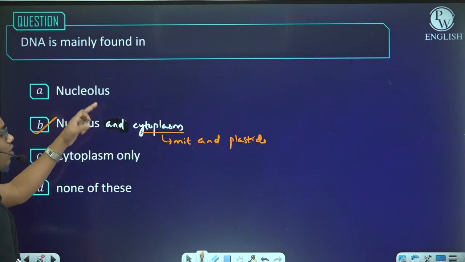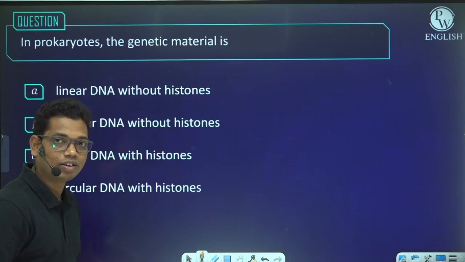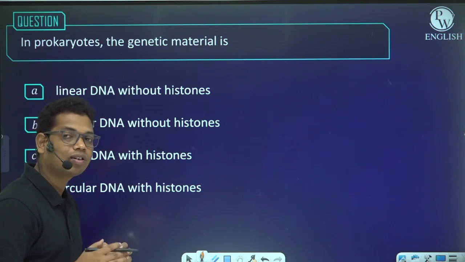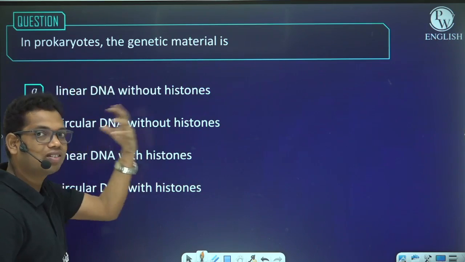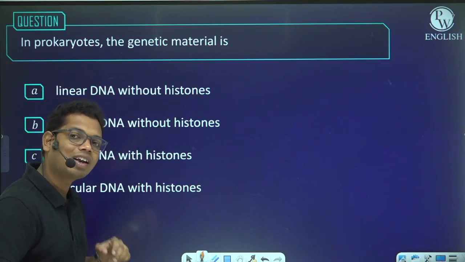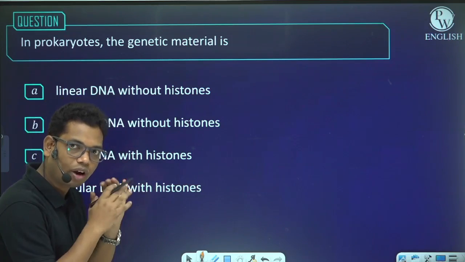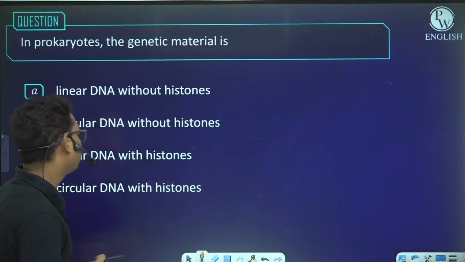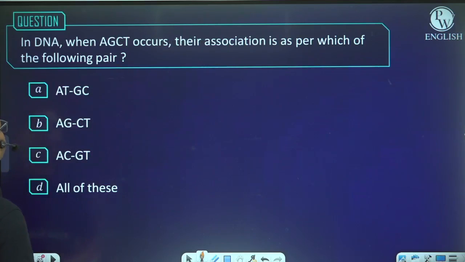In nucleolus we do not have DNA. In prokaryotes the genetic material is DNA. What type of DNA? Circular DNA, and this is not generally associated with histone. Why? Because when you talk about prokaryotes, you have to consider eubacteria, not archaebacteria. Archaebacteria do have histone proteins, but while solving questions you have to consider eubacteria. So it is circular DNA without histone proteins.